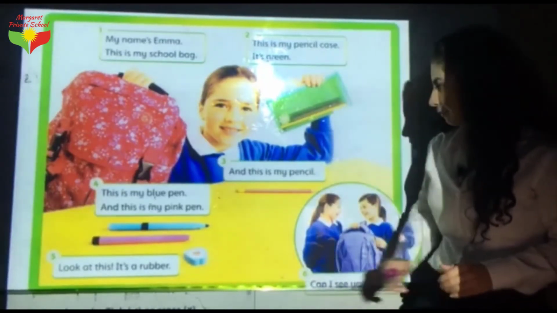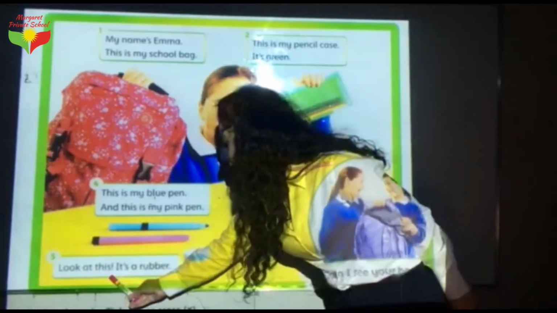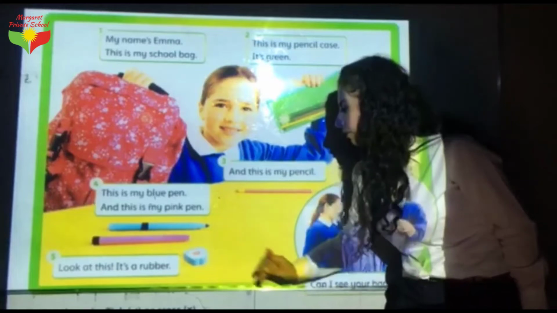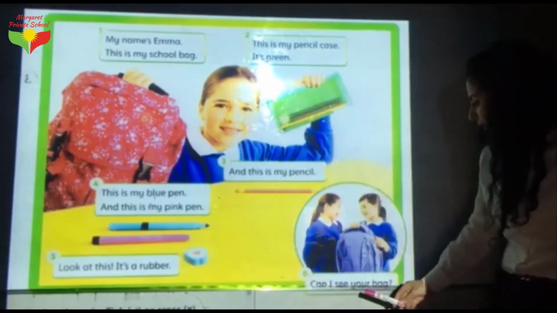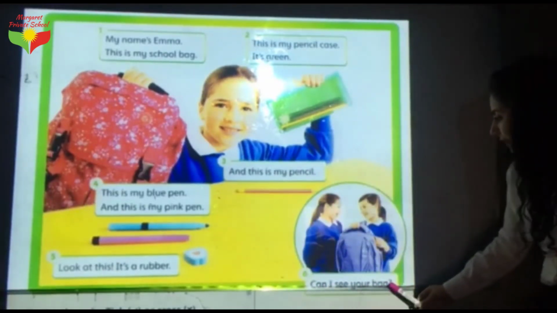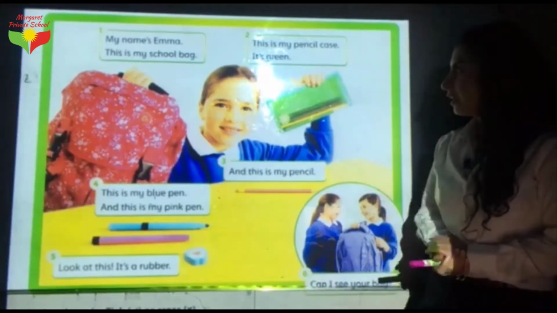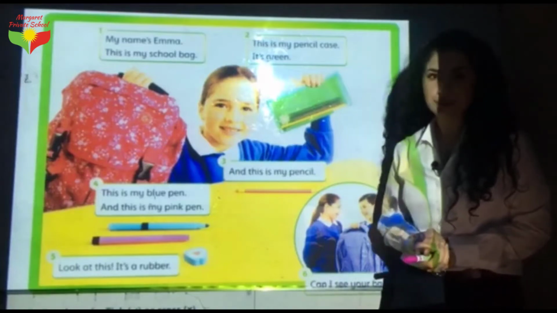Let's go to the fifth one. Look at this. It's a rubber. The last one. Can I see your bag? Okay. Guys, now I wanna translate it for you.